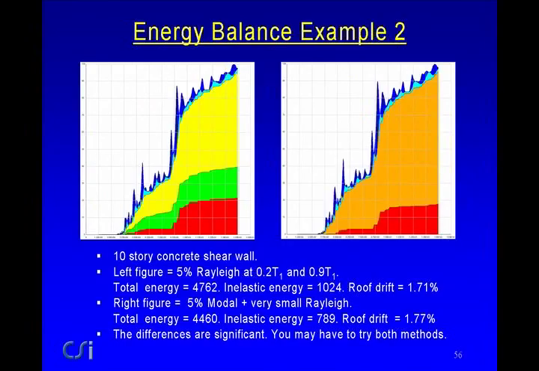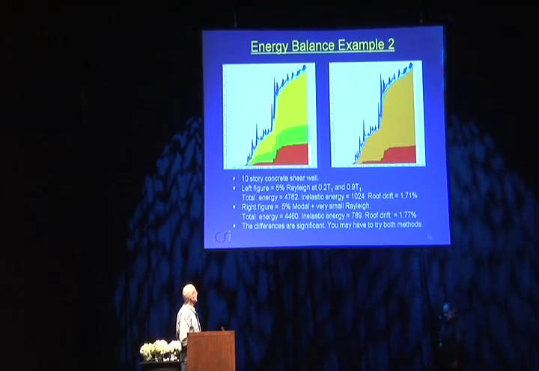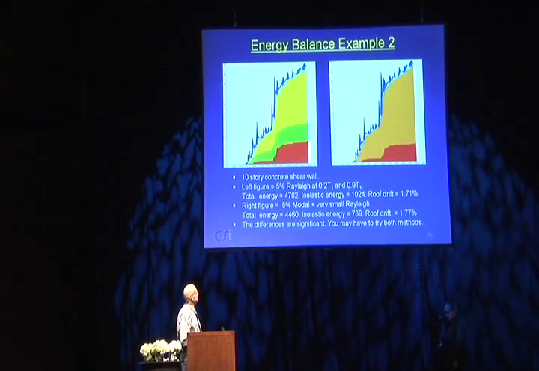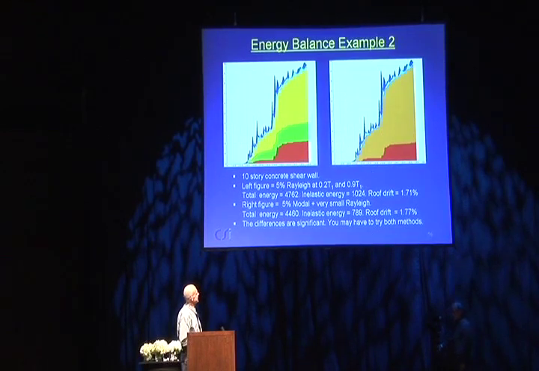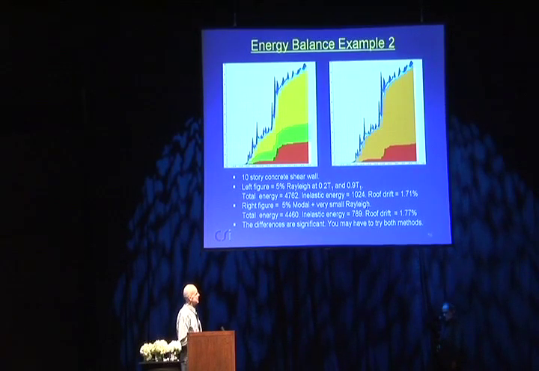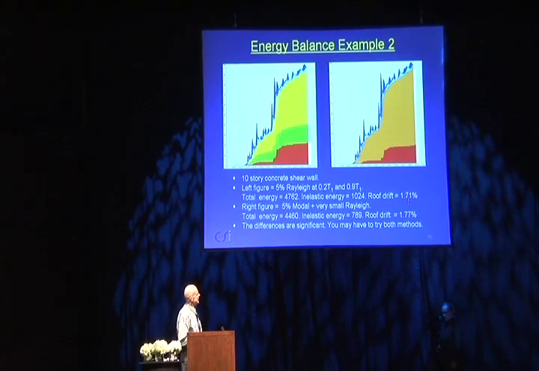It looks like both methods work particularly well. Of course, it's never quite as good as that. This is a different example, which is a 10-story concrete shear wall. And again, this is Rayleigh, and this is Modal. And notice much more energy dissipation proportionally from Modal. But anyway, total energy 4762 versus 4460, not too much difference. Inelastic energy 1024 versus 800, substantially bigger difference. And the roof drift, well, again, not too much difference. But we're starting to look at some significant differences between the two models. And they're different models, this is to be expected.